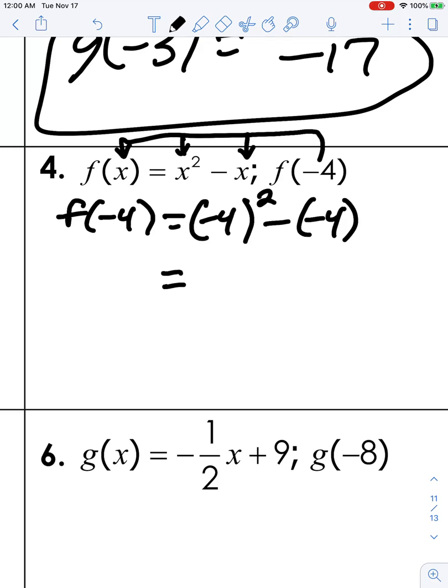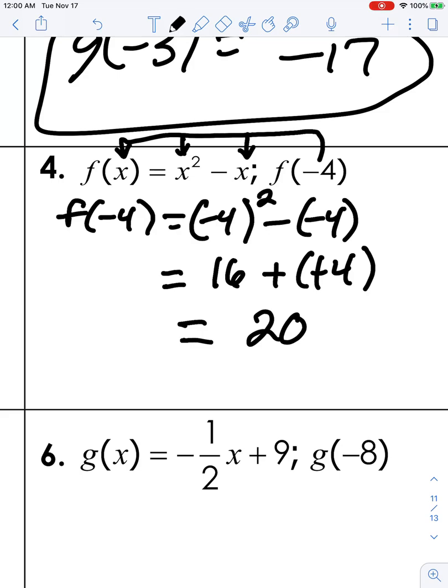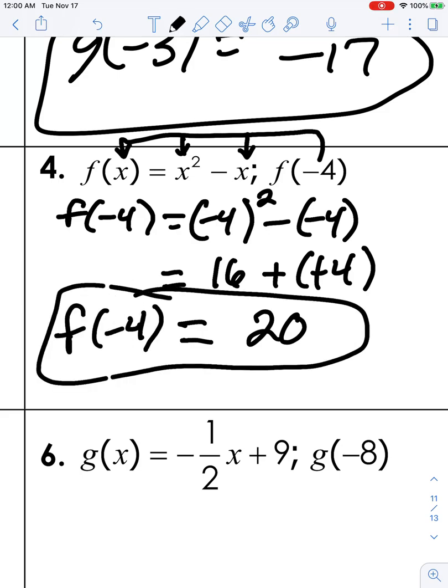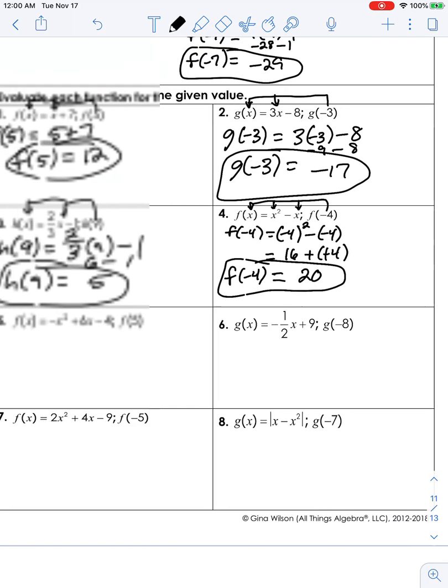Pretty simple, okay? So remember, when you have a negative number inside parentheses squared, it turns out positive. So this is going to be positive 16. And then when you minus a negative, it actually equals a positive. So when you plug in -4 for x, your answer is 20.